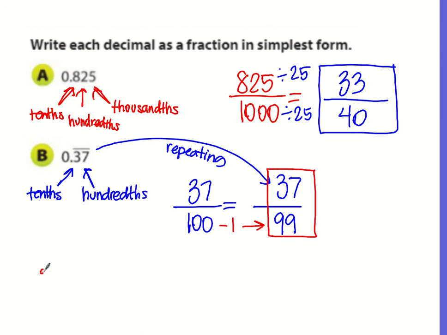Let's do another one. If I was doing 0.2 repeating, this ends in the tenths place. So that would be 2, and instead of tenths, you take 1 away. It would be 2/9. Okay? Let's do thousandths.